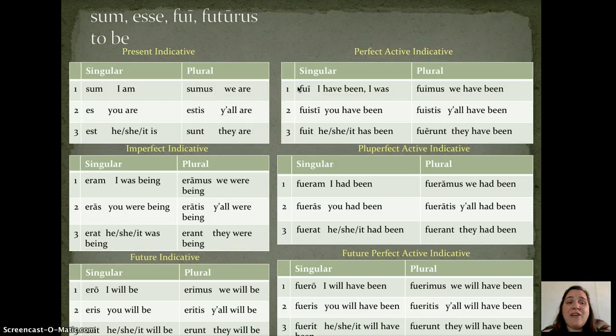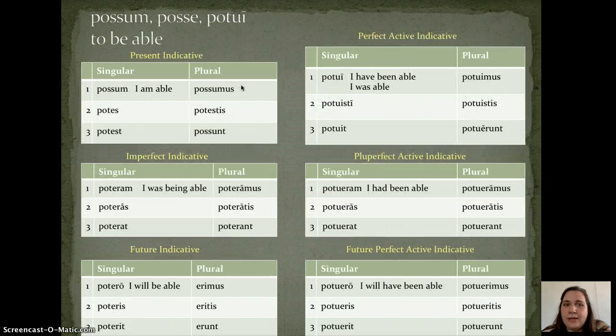Now, in addition, I have also set up the forms of the verb to be, sum, esse, fui, futurus, and the verb possum, posse, potui, a compound of sum, which means to be able.